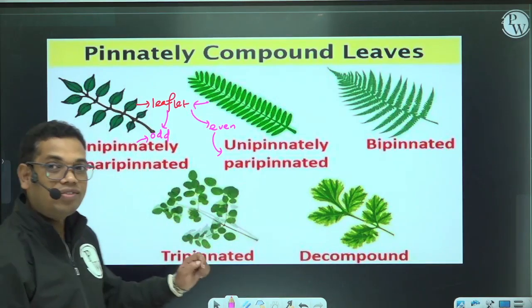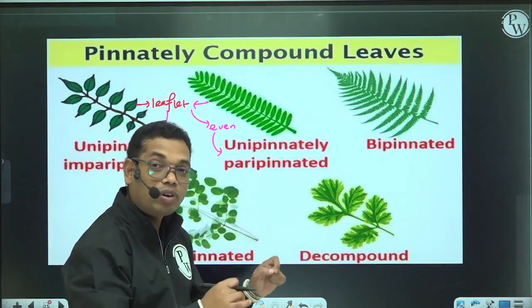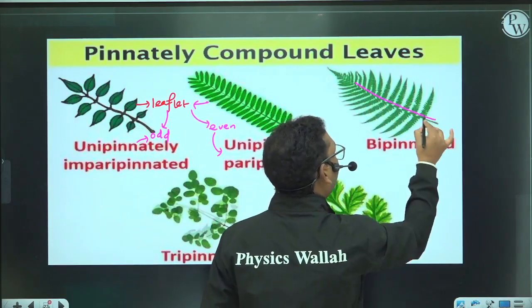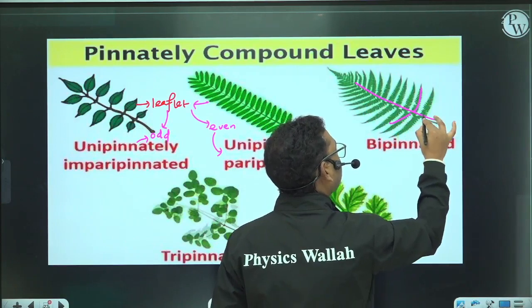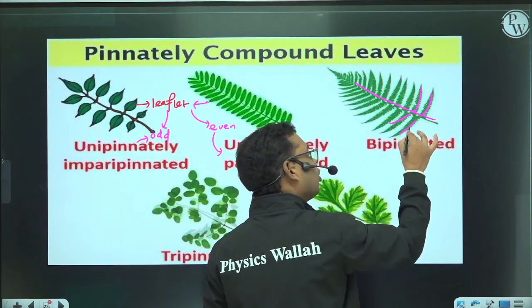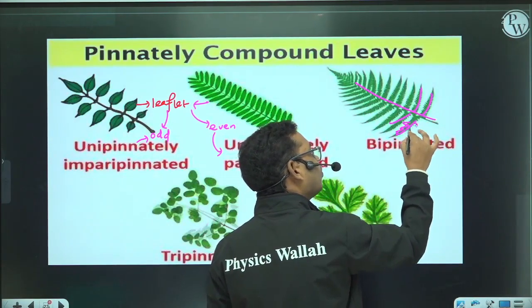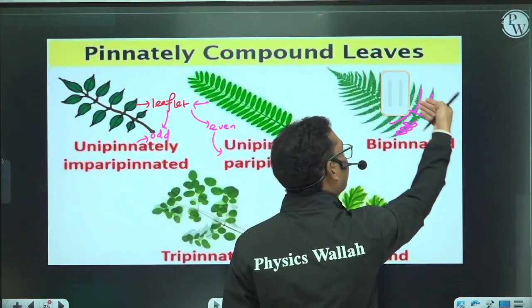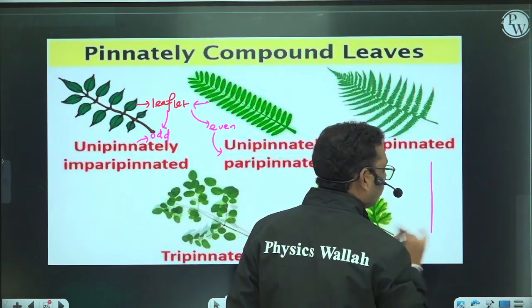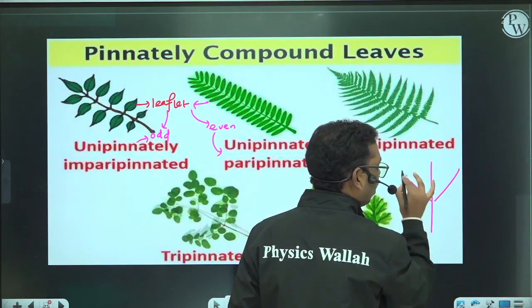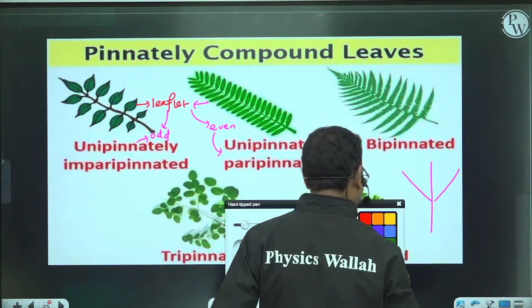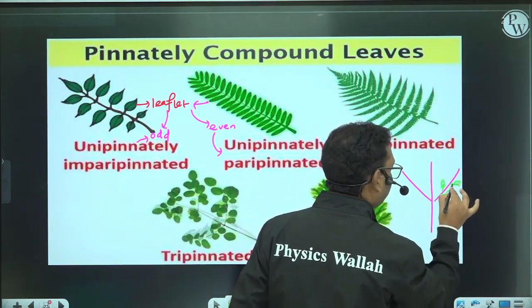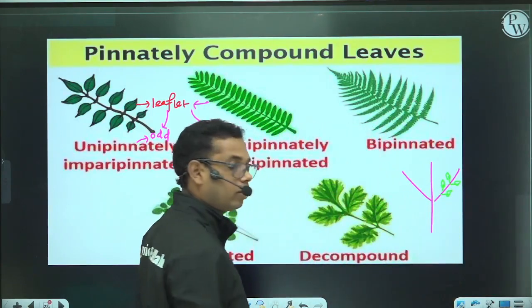And if the leaflets develop from the branches of the midrib, here you can see this is the midrib, this is the branch of the midrib, and on the branch of the midrib the leaflets are arranged, that is called bipinnate. I can draw one diagram here. Suppose this is the midrib. This is the branch of the midrib. And now the leaflets are present here. This is called bipinnate.